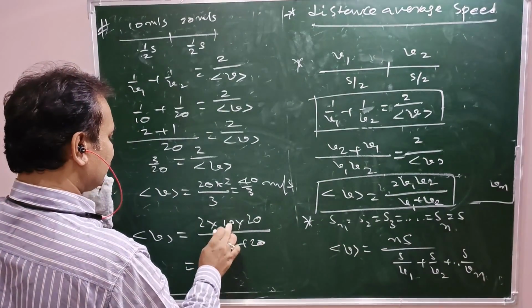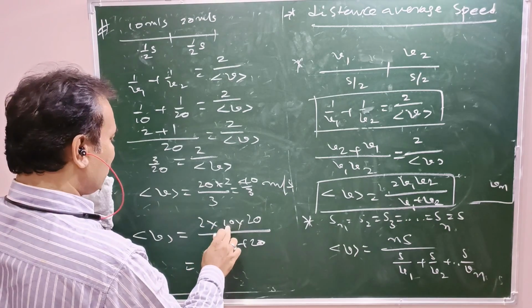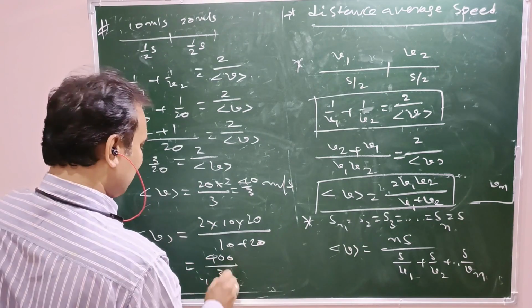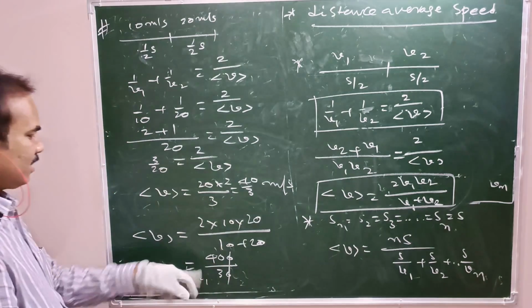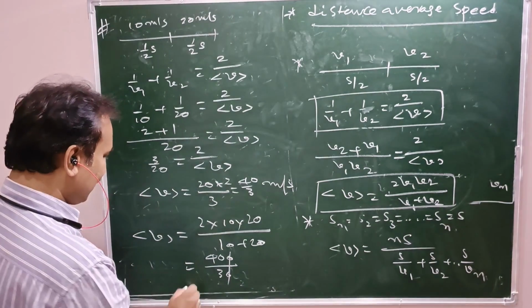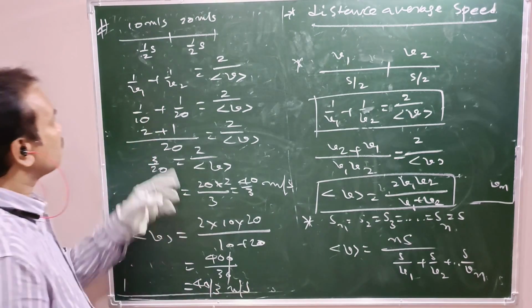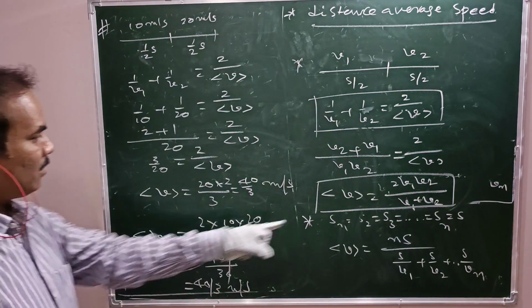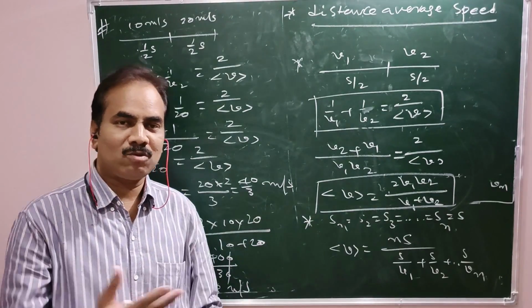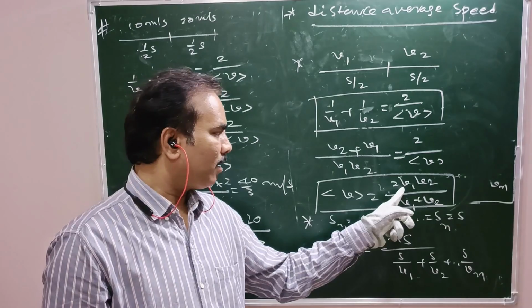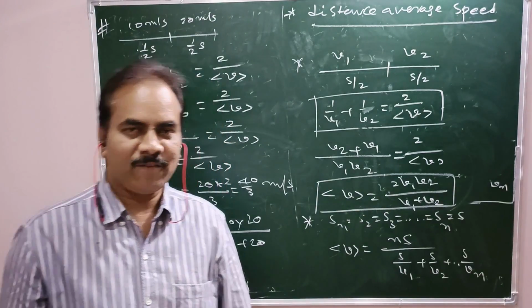That is 2 into 10, 20 into 20, that is 400 divided by 30. So 0 cancel, 40 by 3. That is 40 by 3. Same answer. 40 by 3 meters per second. So add this expression, otherwise this expression. So in case of two successive equal distances, we can have V average equal to V1 V2 by V1 plus V2. Okay.